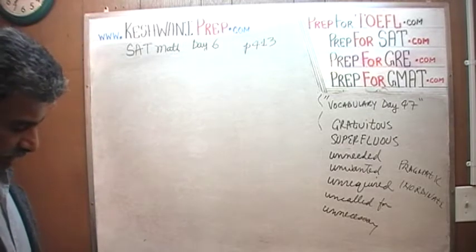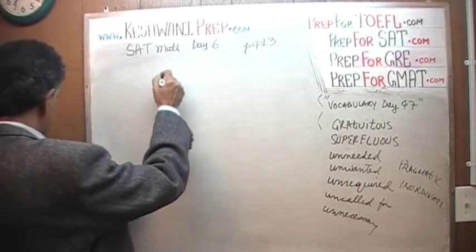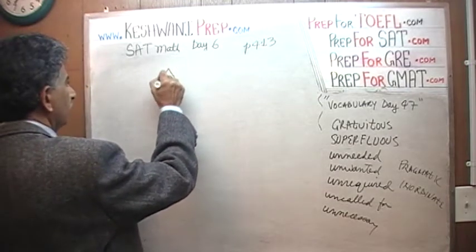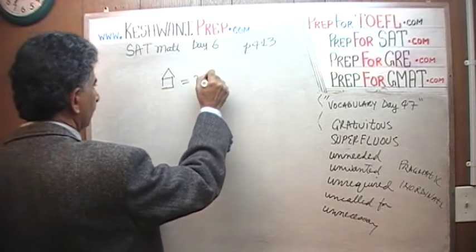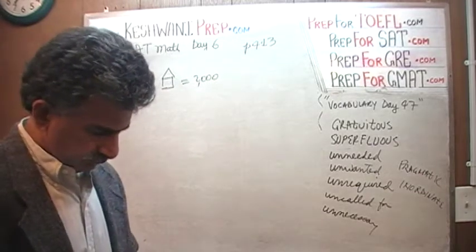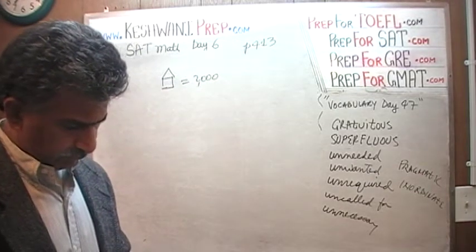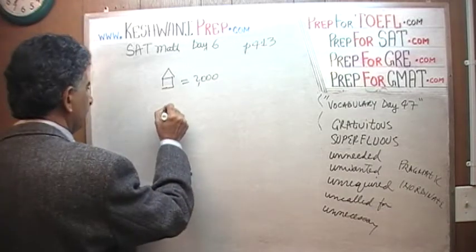Number 1 is a level 1 question. It's very straightforward. We are given a symbol here and we are told that each of these symbols represents 2,000 houses. And the question simply is, how many new homes were built from 1961 through 1990?